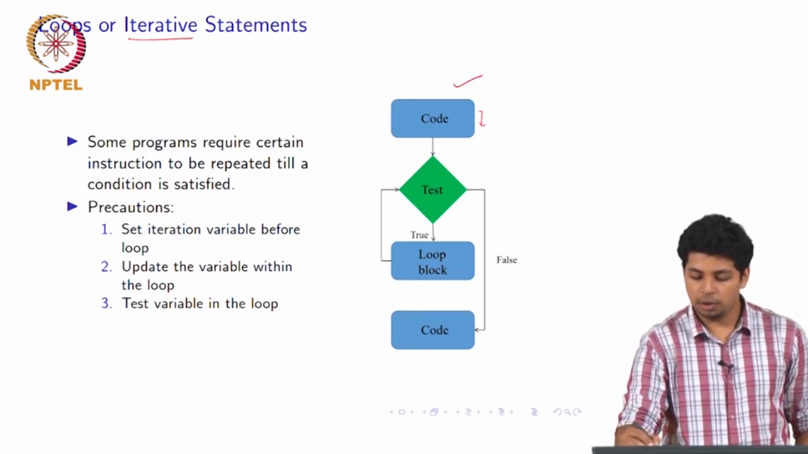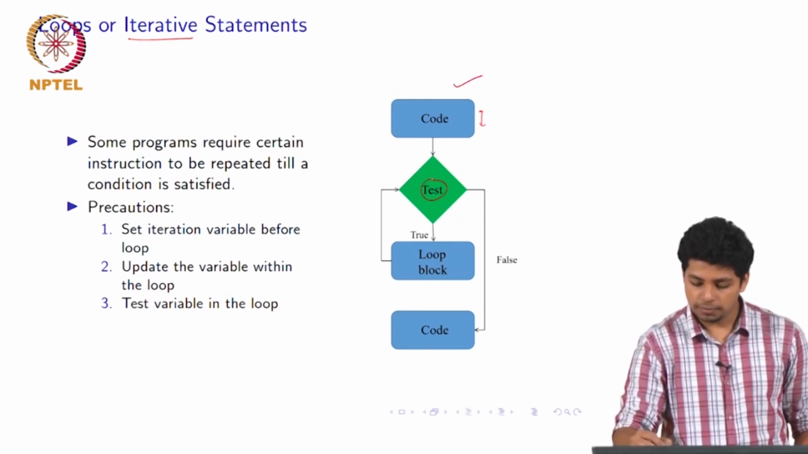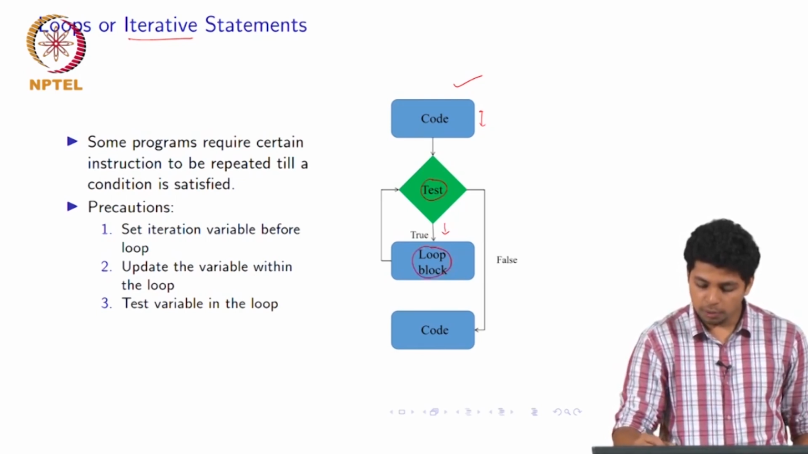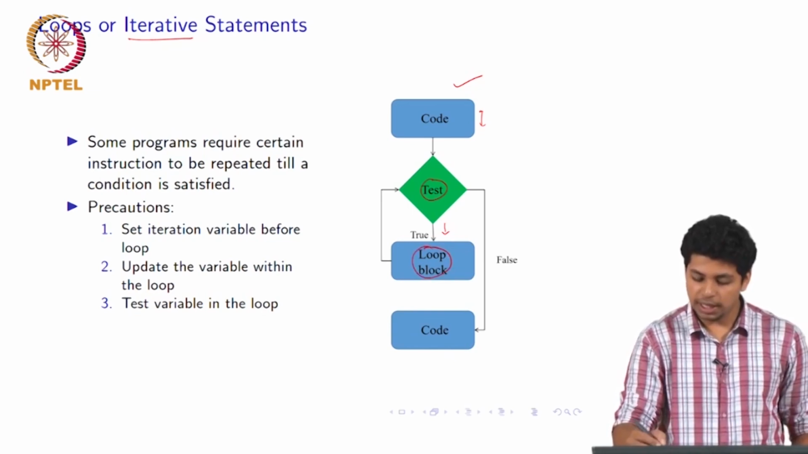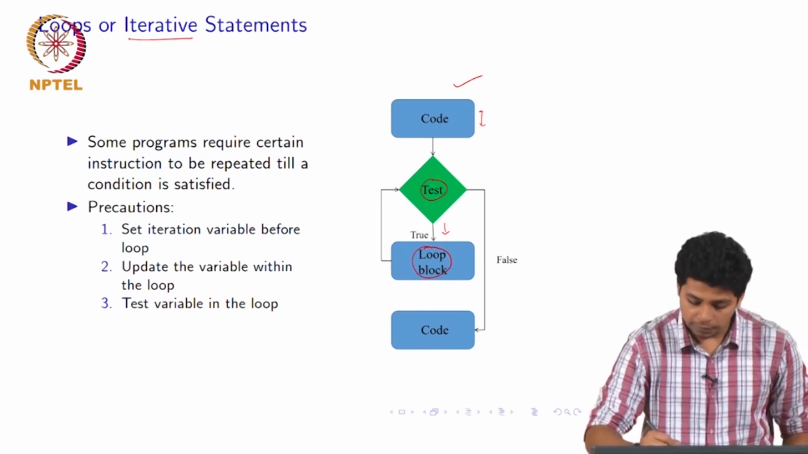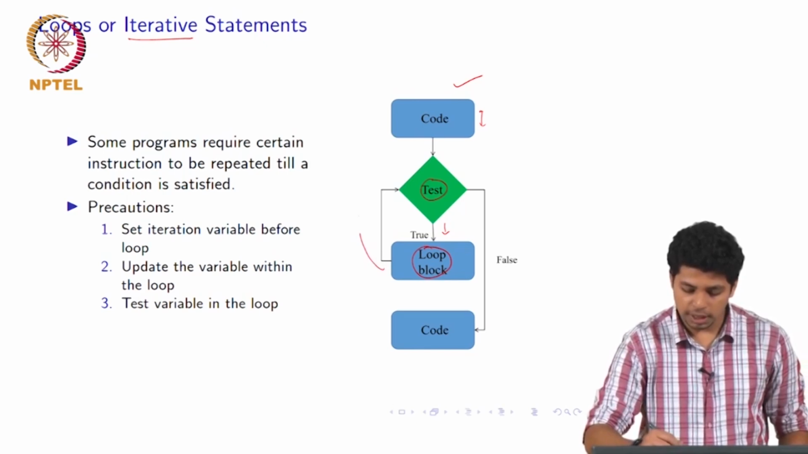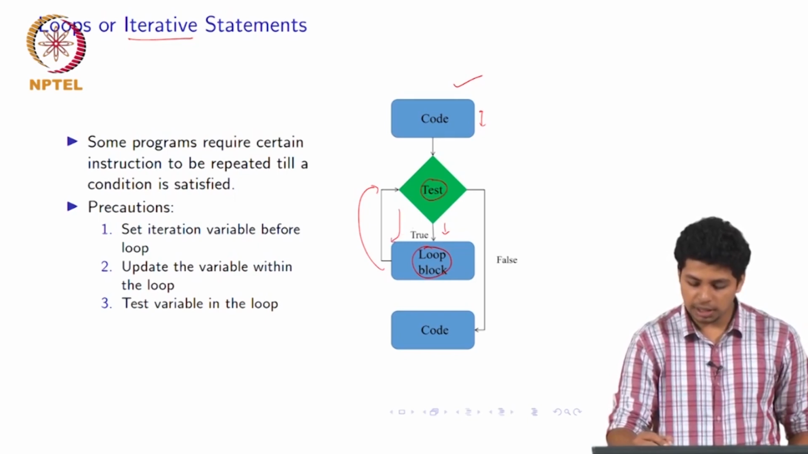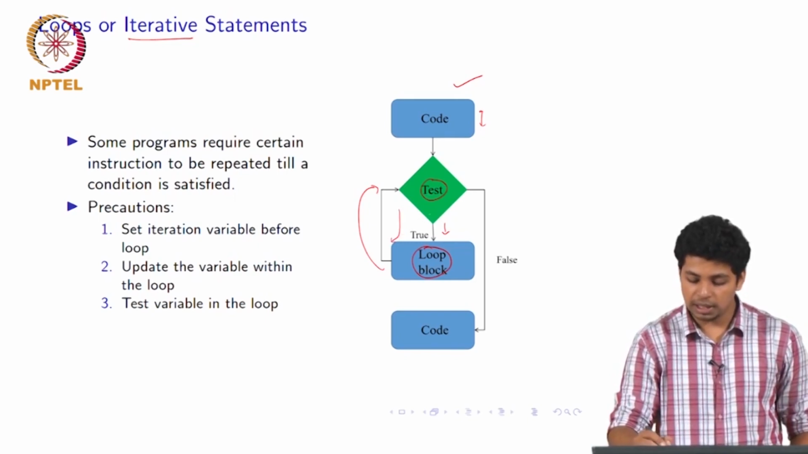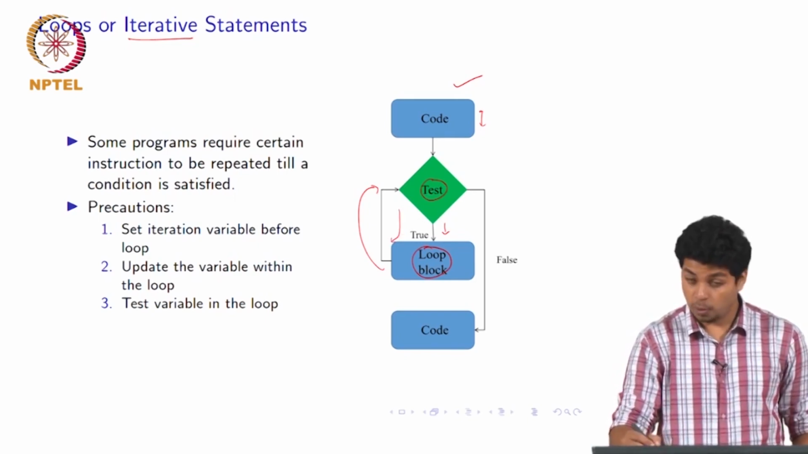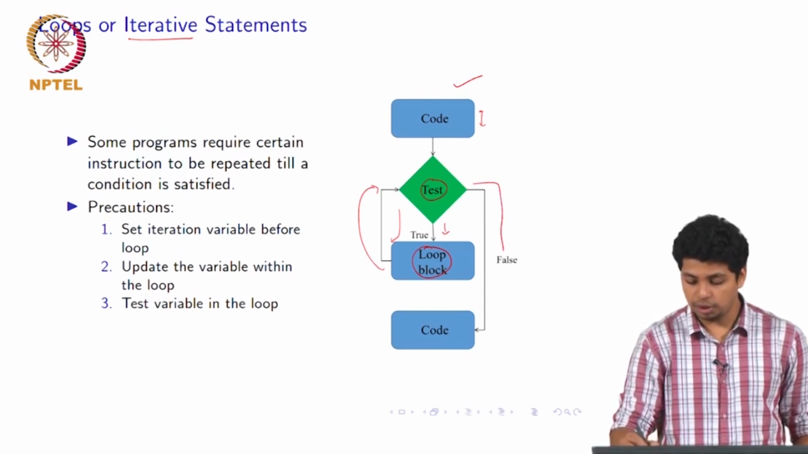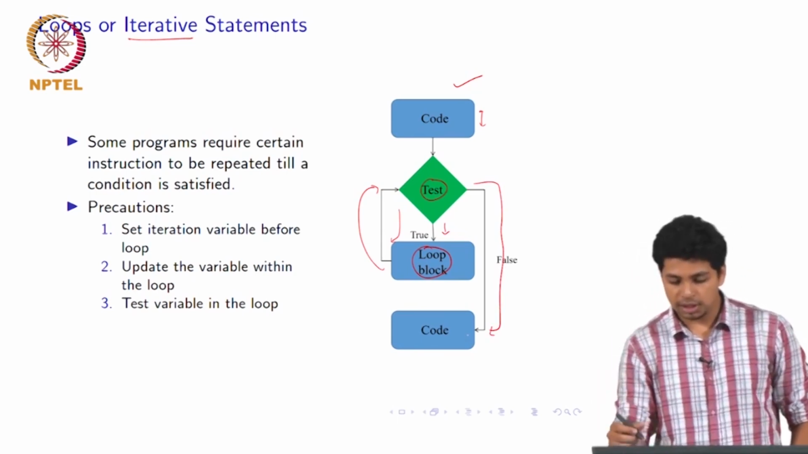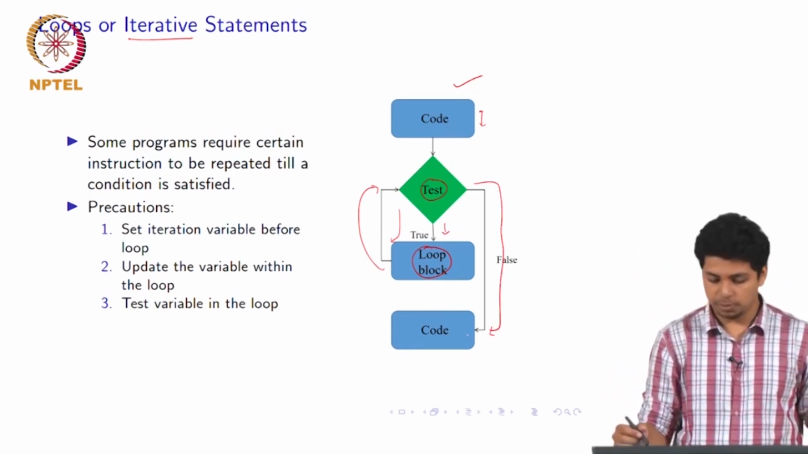There is a block of code. We check for a condition. If the condition is true, there will be a loop block which will contain statements which are executed if the condition is true. After the loop is executed, it will go back and check that condition again. It will keep executing the statements until the condition becomes false. When the condition becomes false, it comes out of the loop and executes the further code that you have put. So this is how conditional iterative statements are supposed to work.